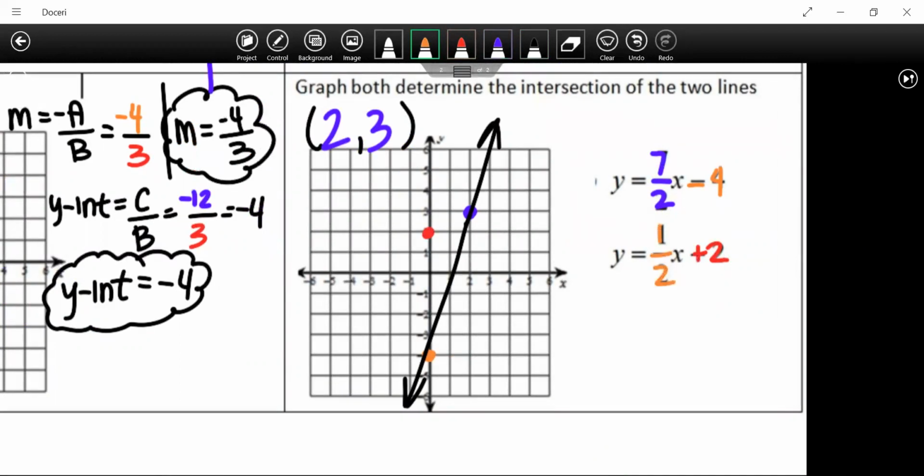Up 1 over 2 from my point. Look at that. Mind blown. Okay. Finish those up real quick. I'm going to pass you guys out. 1, 2, 3, 4. 1, 2. Presto chango.